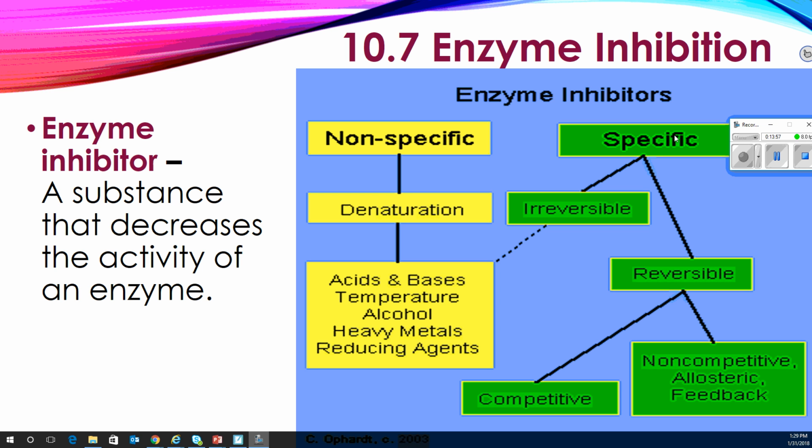Okay, the specific can be irreversible, like denaturing, or it can be reversible. In the body, we want it to be reversible, because if I want to stop production of something right now, I might want to change it and turn it on. So we want an on and off switch. Okay, we have two different versions of reversible, competitive and non-competitive, with allosteric feedback, and we'll talk about each of these.